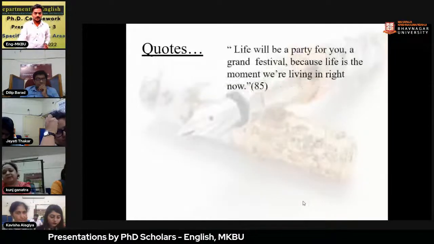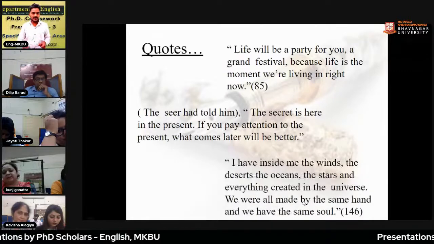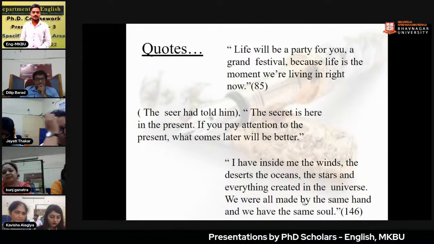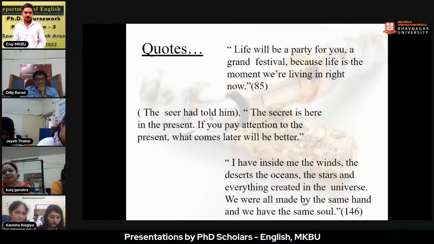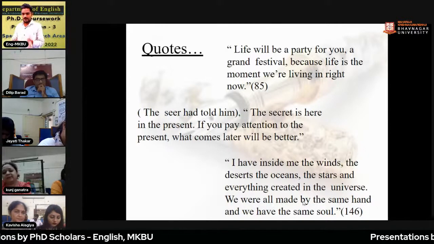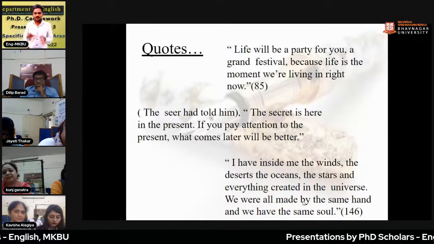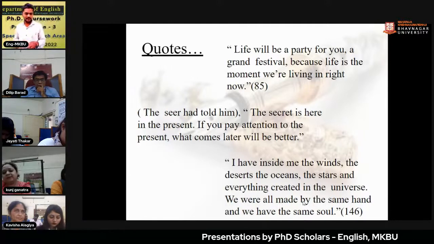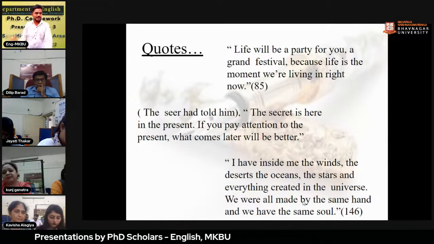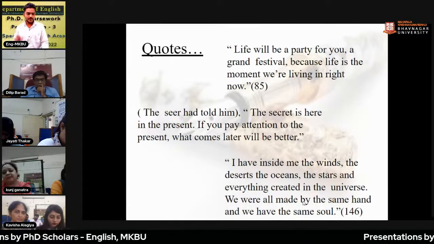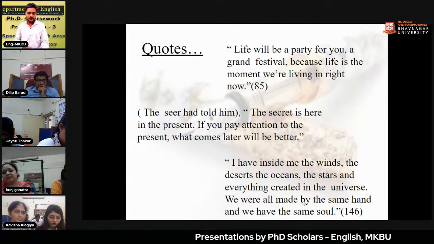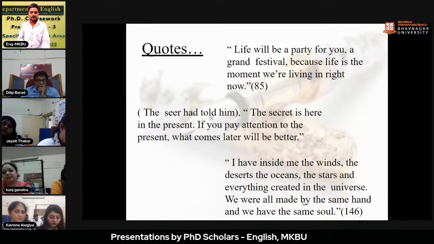There is a famous quote you can read here: life will be a party for you, a grand festival, because life is the moment we are living in right now. So we have to live our life, rather than wasting time behind materialistic things, for money, for satisfaction. There is another dialogue the seer told Santiago: the secret is here in the present. You have to live in the present. If you pay attention to the present, what comes later will be better.